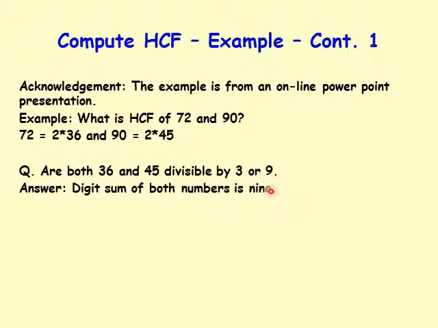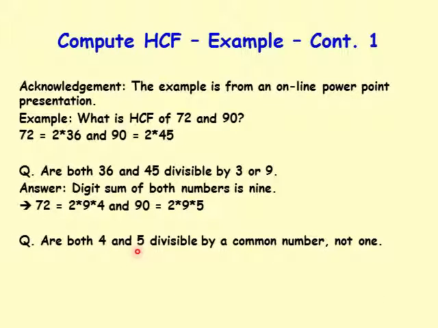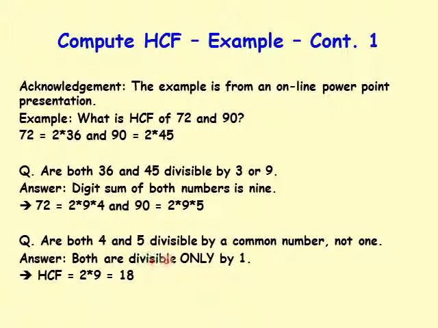So we have decided so far that we can extract a factor of 9. 72 is 2 times 9 times 4, and 90 is 2 times 9 times 5. Are both 4 and 5 divisible by a common factor other than 1? Both are divisible only by 1.